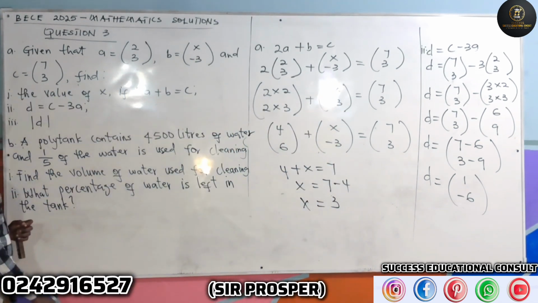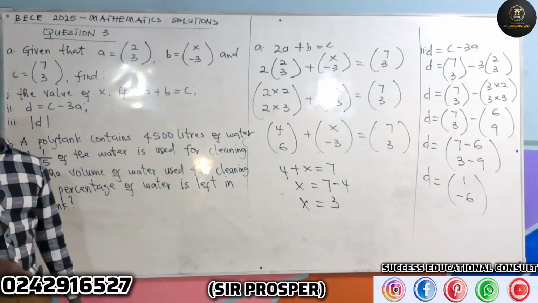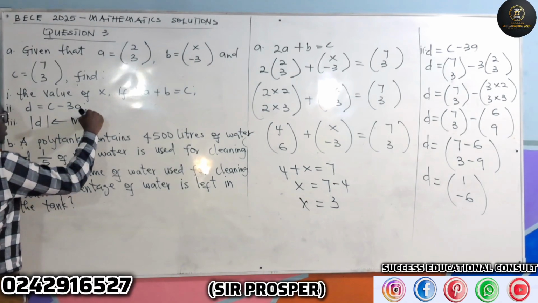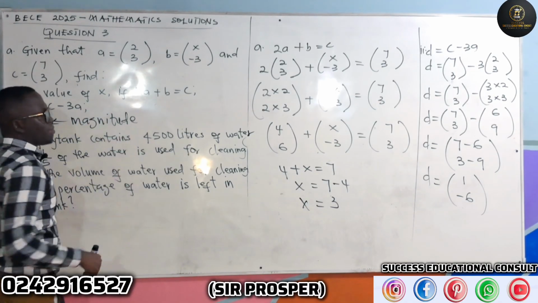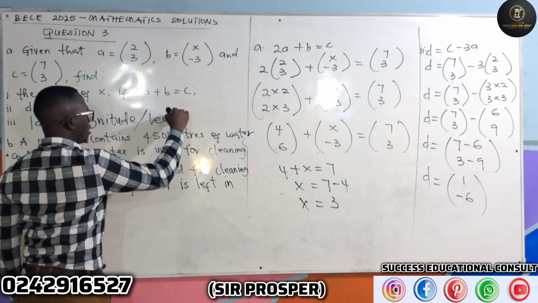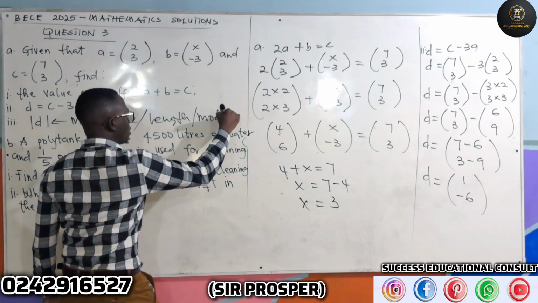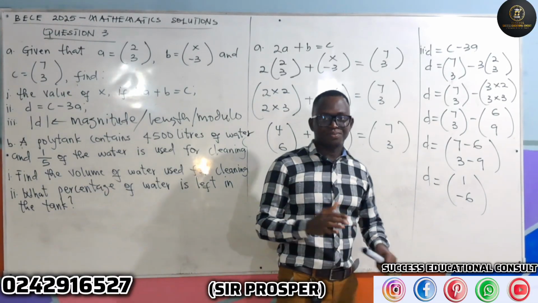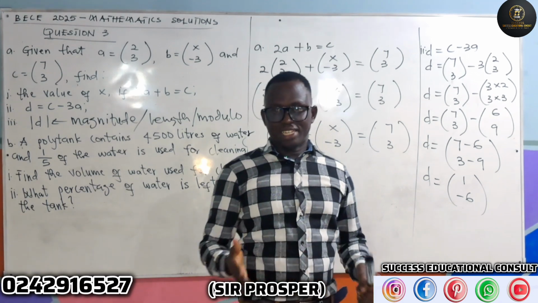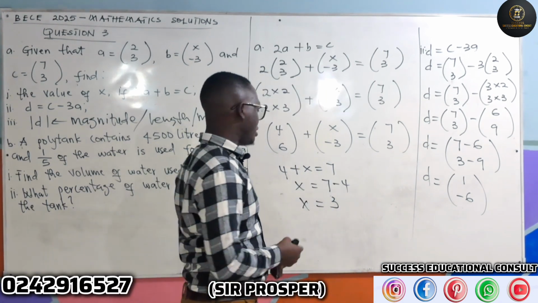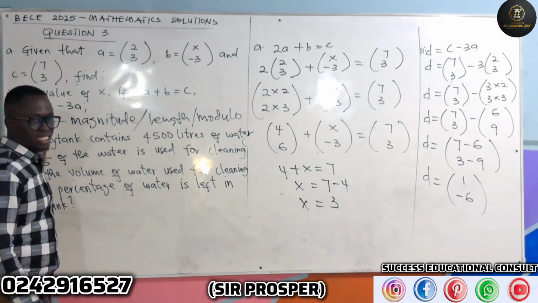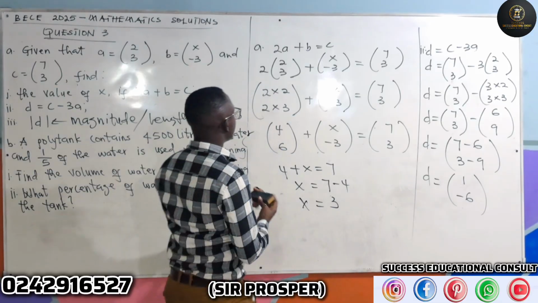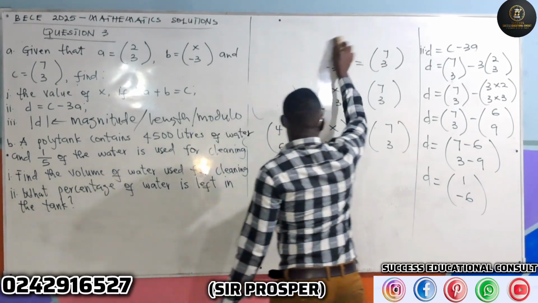Then we go to III. III says that we should find the magnitude or length or modulus. How do you find the magnitude of a vector? You will have time for vectors as a topic on its own, and then we will explain how to find the magnitude. But for the meantime, how do you find the magnitude of a vector? We use a formula.